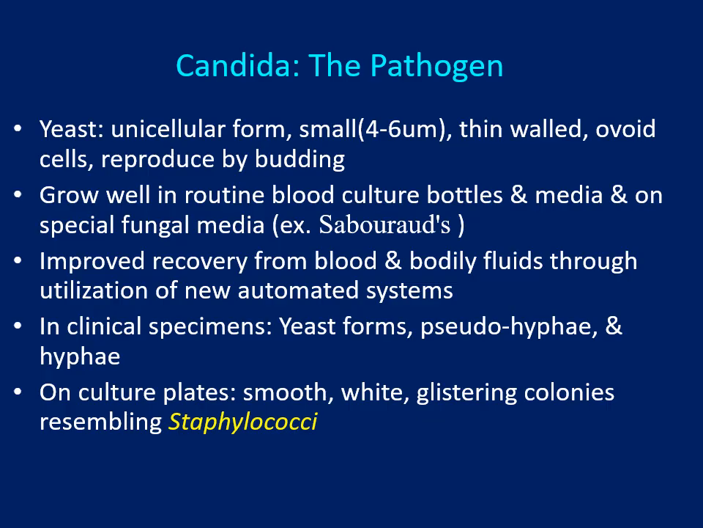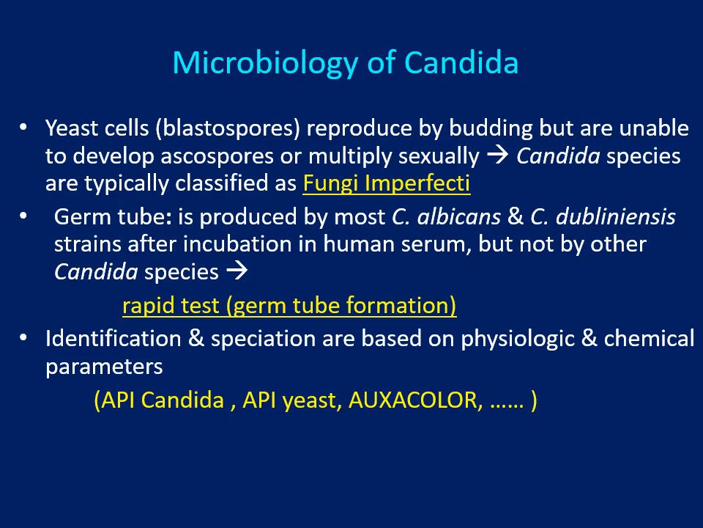In clinical specimens, it looks like a yeast, and it has pseudohyphae, and sometimes these pseudohyphae are so elongated that they appear like hyphae. On a culture plate, it looks like a smooth, white, glistening colony, resembling those of Staphylococci but much larger. Candida reproduces by budding, but it is unable to develop ascospores or multiply sexually, so it's classified as fungi imperfecti.